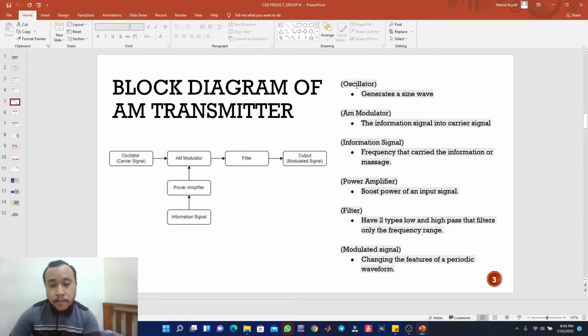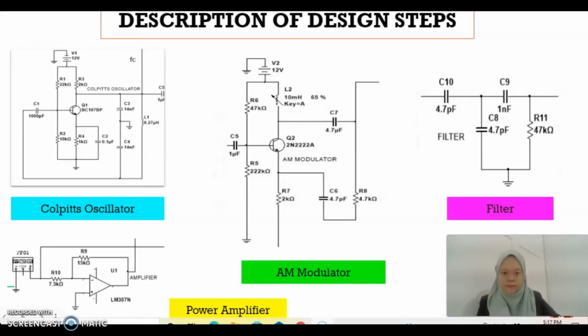The power amplifier boosts the power of an input signal. And the filter has two types, the high pass and the low pass, and that function filters the frequency range. And the last one is the modulated signal that changes the features of the periodic waveform.